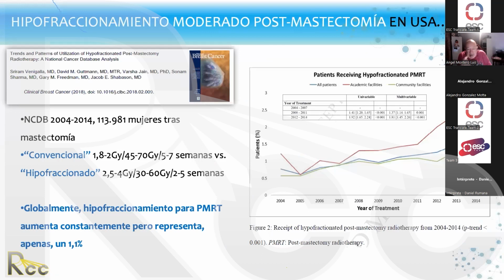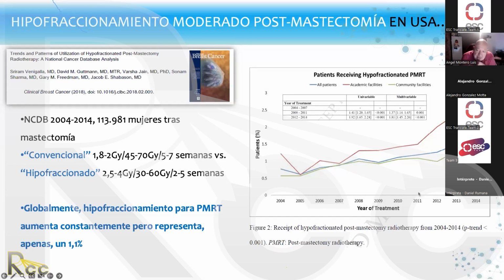Nevertheless, as we all know, moderate hypofractionation hasn't been very popular for post-mastectomy, at least in the US. This is a recent survey from a couple of years ago, using the cancer database, where they compared the trends using an obsolete scheme. I would say obsolete, archaic. I don't like to think it's conservative, no. Of 1.82 grays per day during 5, 6, 7 weeks instead of the standard of 2.5 grays during 5 weeks.